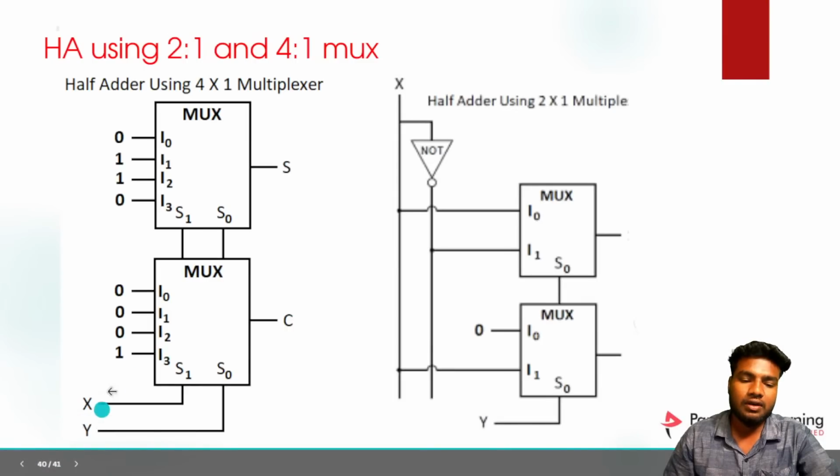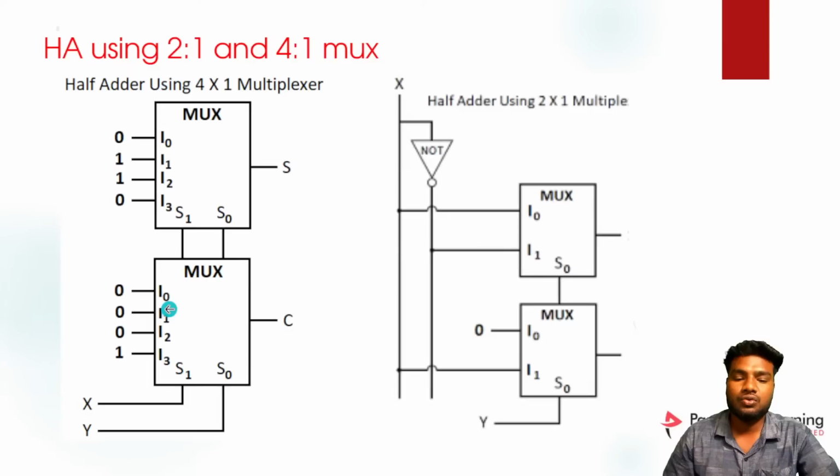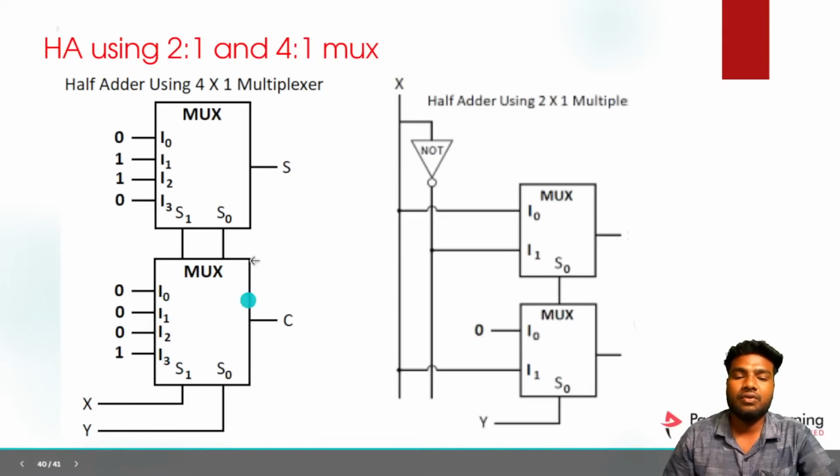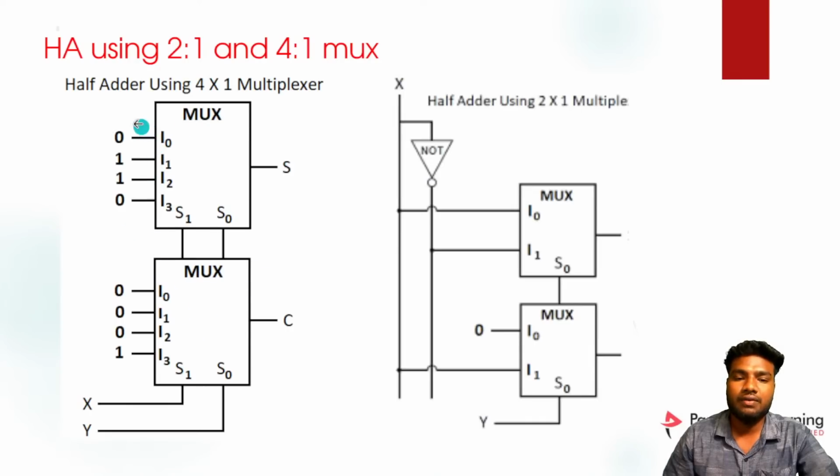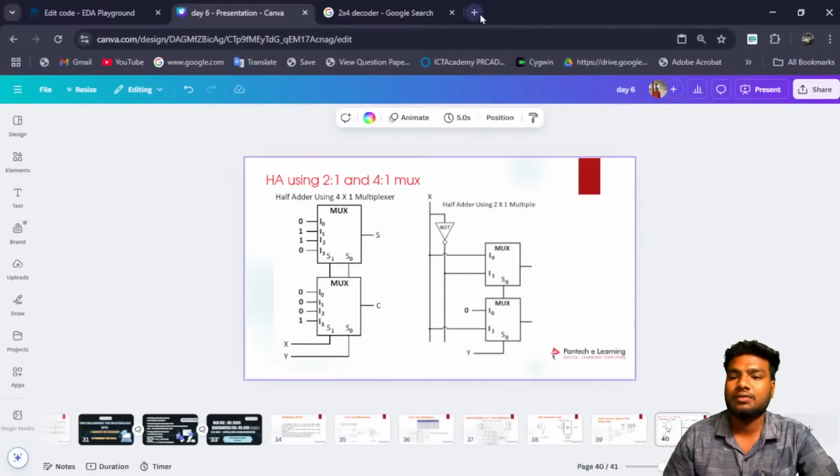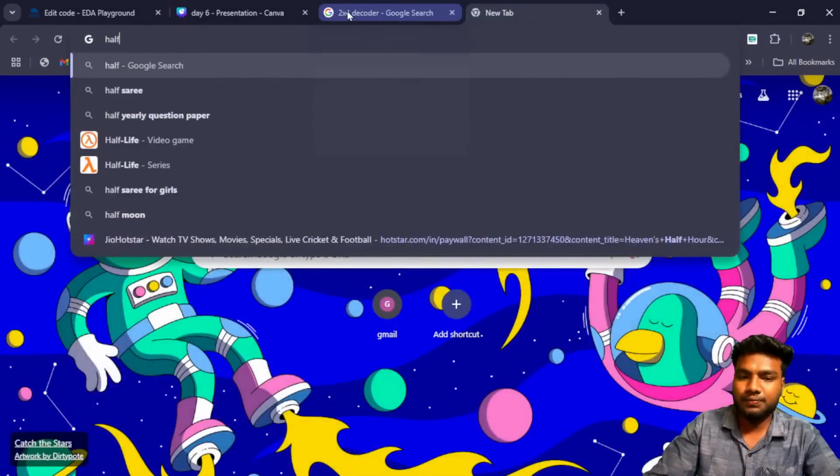So x and y act as the selection lines. They are common for these 2 muxes. You can see these 2 lines go to this mux, and then this mux also. So it has a common selection line for the 2 muxes, and 2 mux means 4x1 mux. So it gives the outputs of the half adder. You can see this is the half adder. So let's see the output of the half adder truth table.